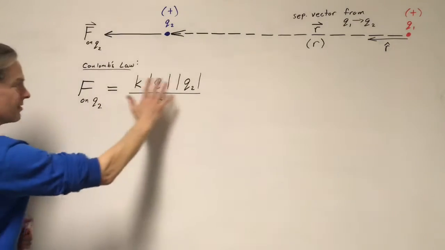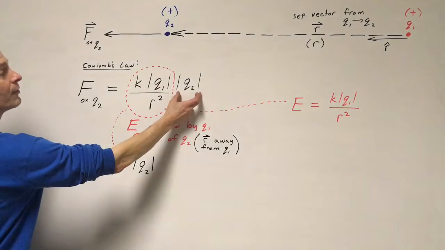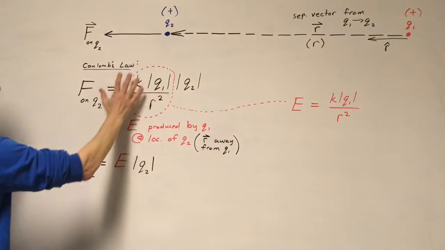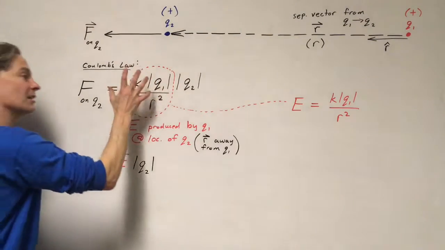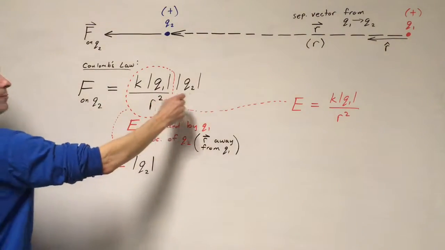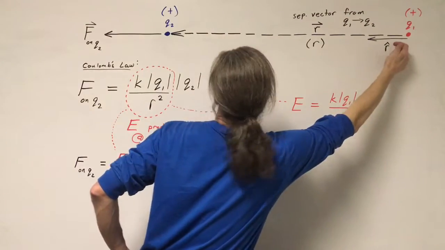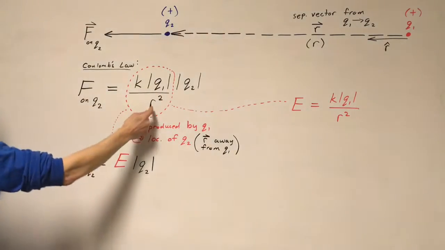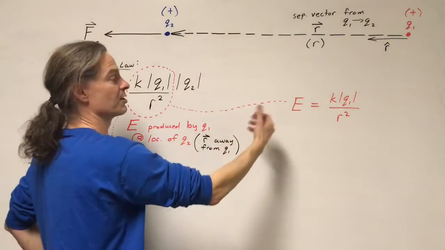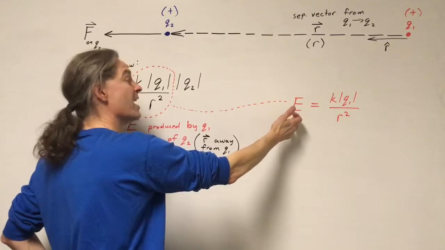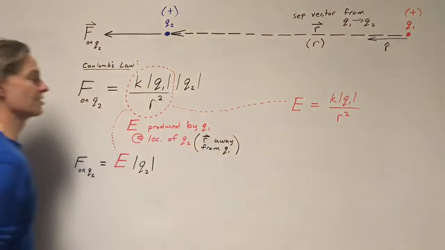Let's see if we can arrange that as follows. So here we go. Here we have the absolute value of charge 2 and other stuff that doesn't depend on charge 2 at all. This other stuff is the magnitude of the electric field produced by charge 1 at the location of charge 2, which is separated from charge 1 by our separation vector, which has magnitude little r. So we can write that expression separately over here. So this is an expression that gives us a recipe for calculating the magnitude of an electric field produced by a particular charge a certain distance away from it.